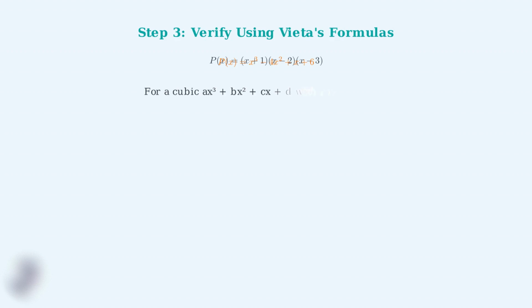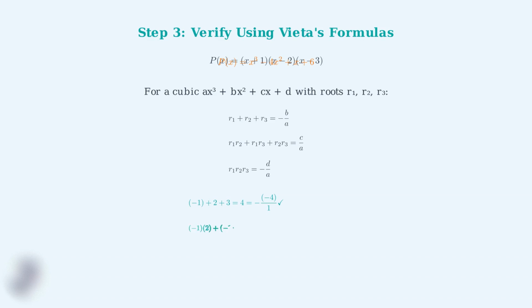Let me verify this result using Vieta's formulas to make sure our expansion is correct. Step 3. Let's verify our result using Vieta's formulas. For a cubic polynomial ax cubed plus bx squared plus cx plus d with roots r1, r2, and r3, Vieta's formulas tell us three relationships. Let's check. The sum of our roots is -1 plus 2 plus 3, which equals 4. This should equal negative b over a, which is negative 4 over 1, or positive 4.